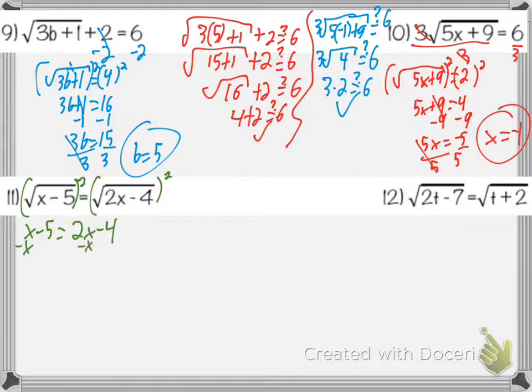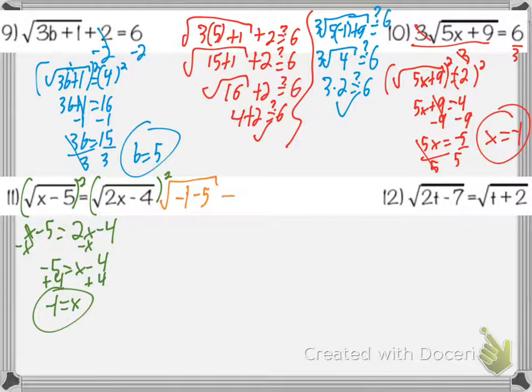Subtract x. -5 is equal to x minus 4. Add 4. -1 is equal to x. We have to go back in and check it like good math students. Square root of -1 minus 5 equals the square root of 2 times -1 minus 4.